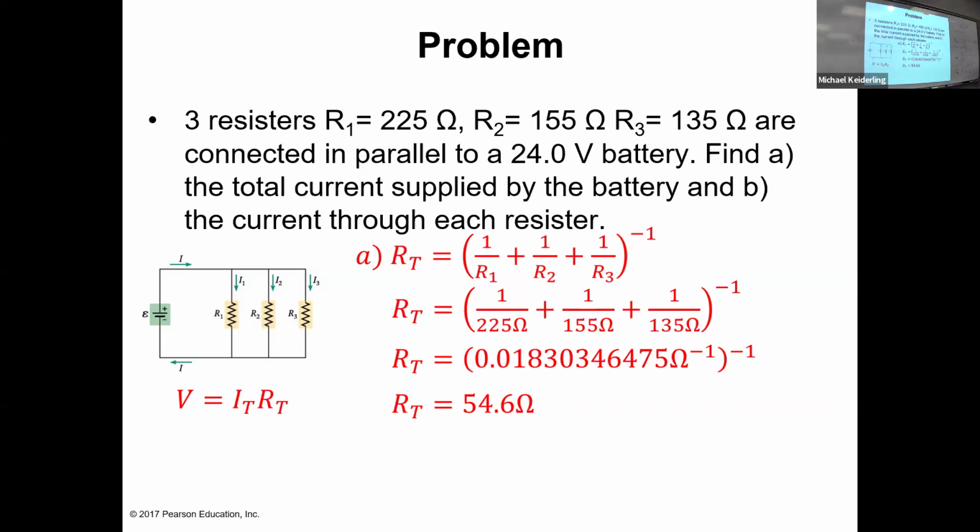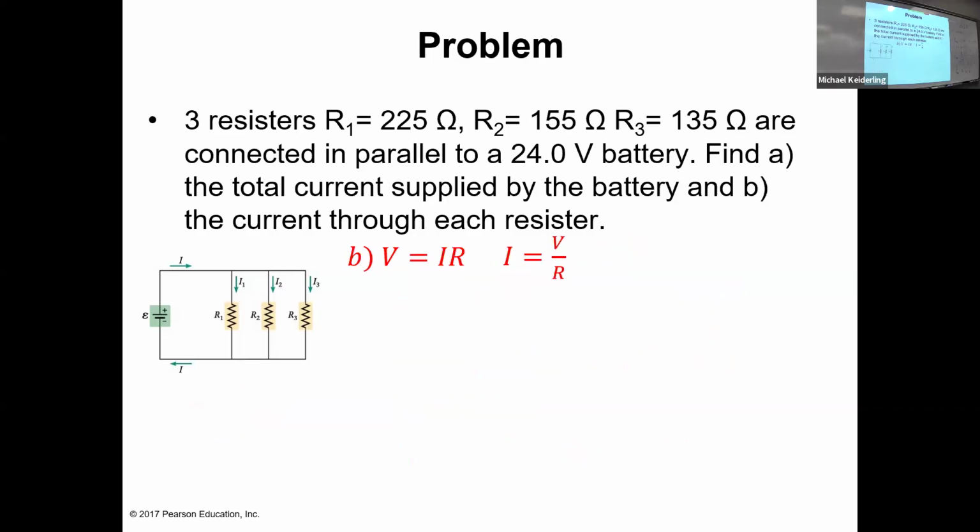Voltage is total current times total resistance. So total current is voltage over total resistance. So 24 volts over 54.6 ohms gives us 0.439 amps. Now we can find each individual current.